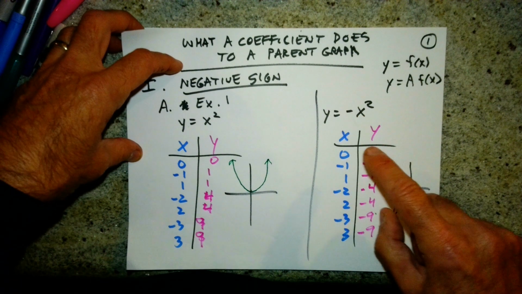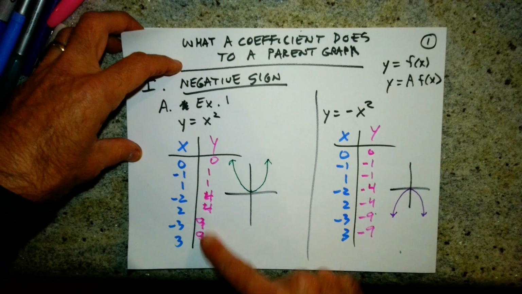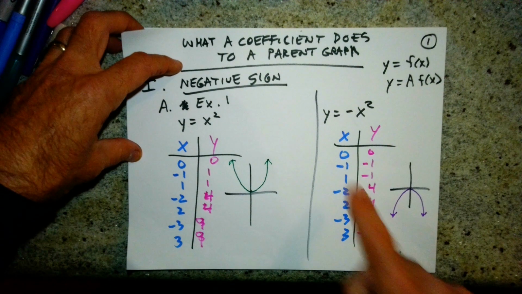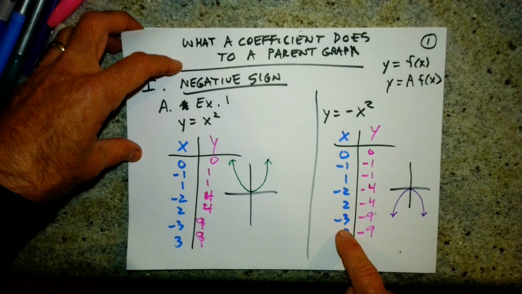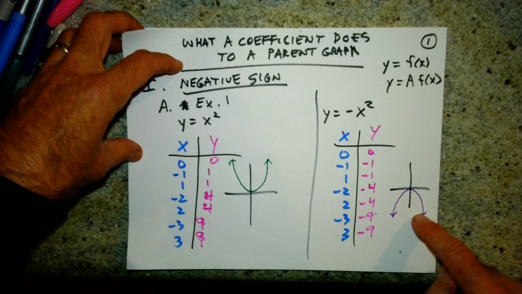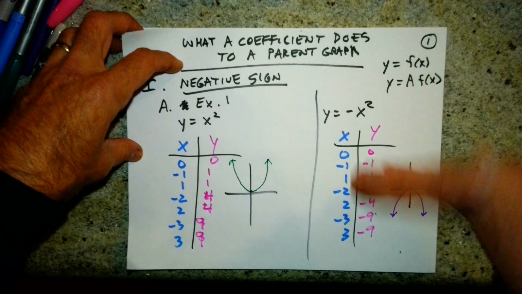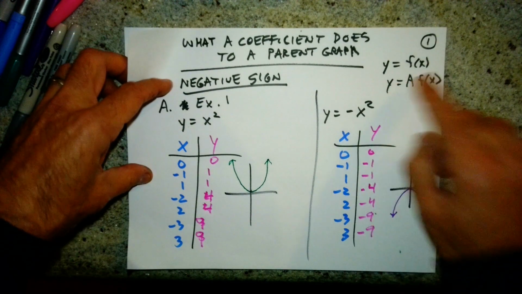So this means you square x, and then you apply negative. So all those values that were positive over here become negative for all the corresponding same x values. So for every x value, instead of going up to the positive value of y, you go down to the negative value of y. In other words, it just flips the graph across the x-axis when you put a negative in front of the parent function.